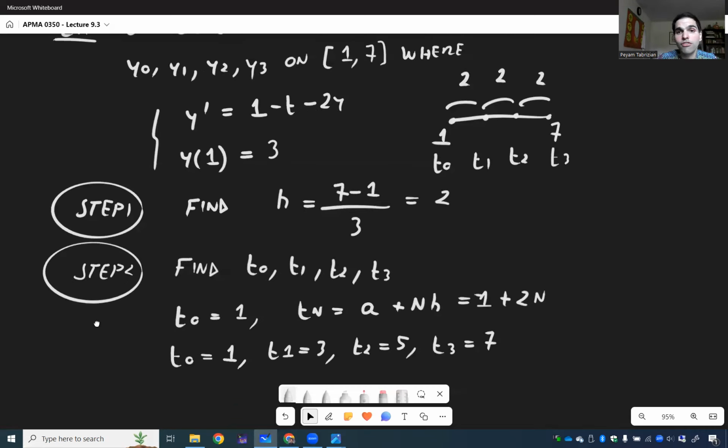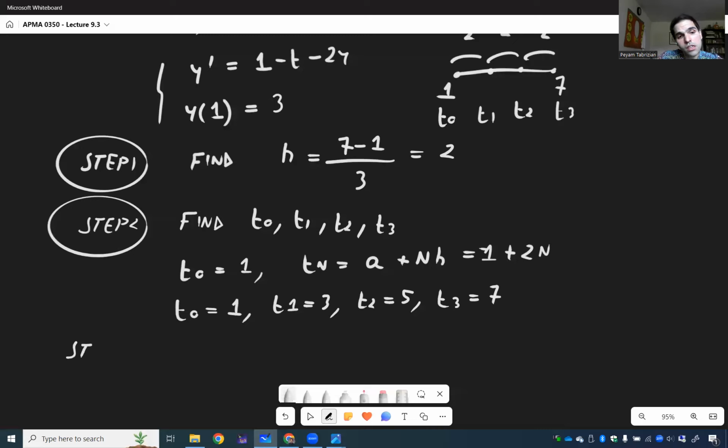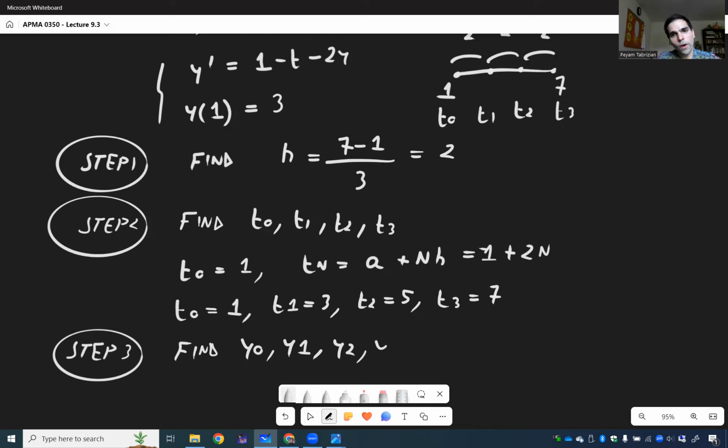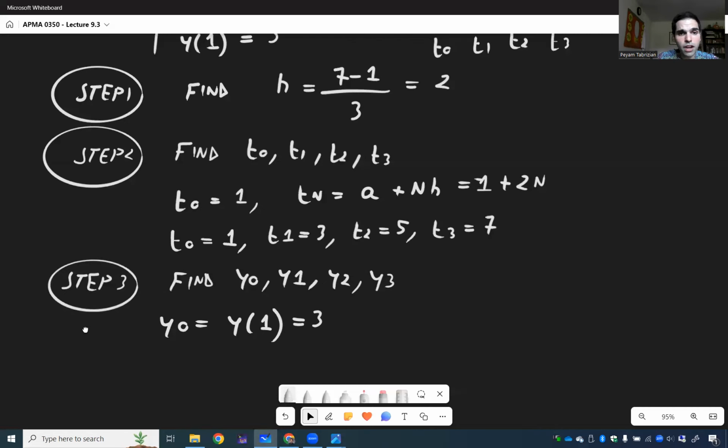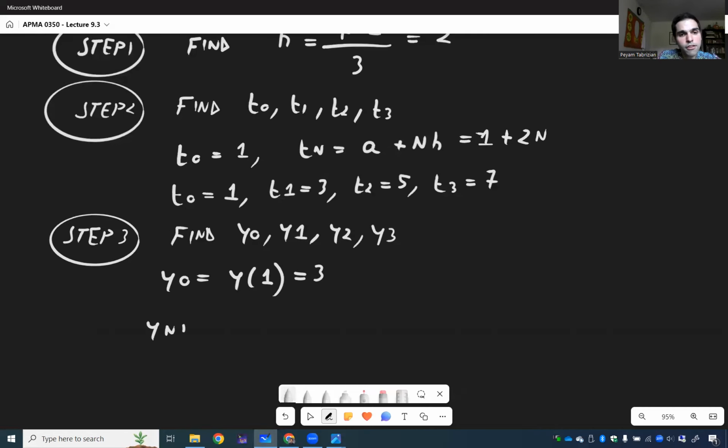And then we just want to find our yn values. Step 3: find y0, y1, y2, y3, so the values at 1, 3, 5, 7. Now, y0, once again, is just the initial condition, so in this case, 3. And then I just want to remind you of the formula. Future is present plus ODE. So y(n+1) is yn plus h times f of yn, tn.